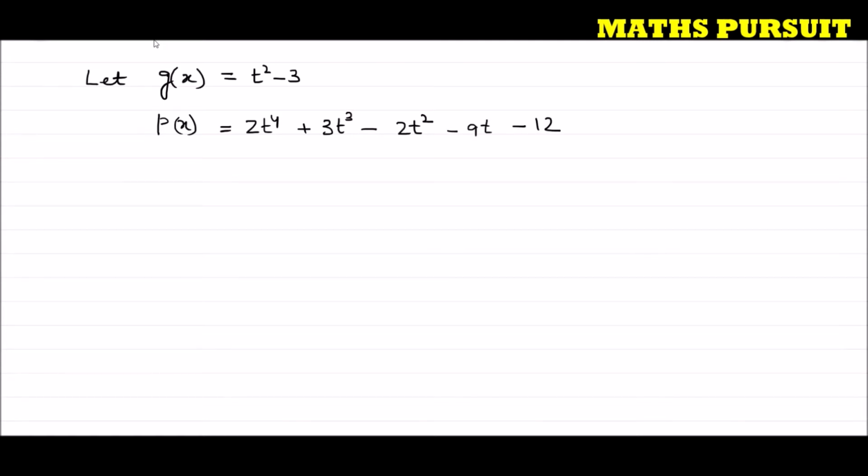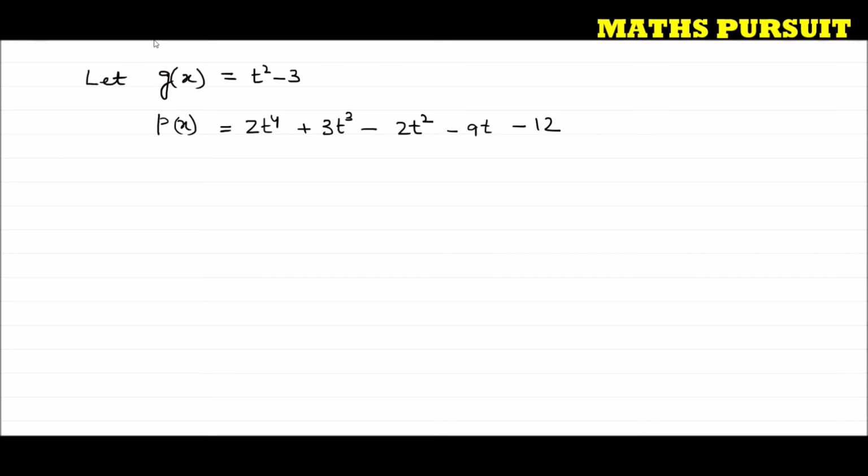So let us first note down what is being given. Let the first polynomial be g(x), and that is equal to t to the power 2 minus 3. And let the second polynomial be p(x). Now that is equal to 2t to the power 4 plus 3t to the power 3 minus 2t to the power 2 minus 9t minus 12. This is what is being given.